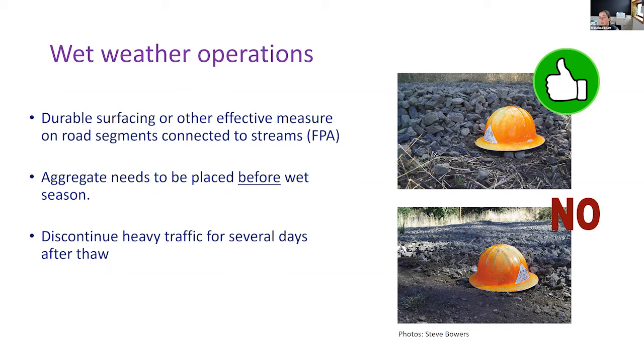So when we have wet weather operations, there are some things that we need to really look for. First of all, durable surfacing or rock or any other effective measure on road segments that are connected to streams, and that needs to be a sufficient amount of rock that is providing a dry surface on the road. As I was talking about earlier, and we were discussing on the questions, aggregate needs to be placed before the wet season and just in preparation to the rains.